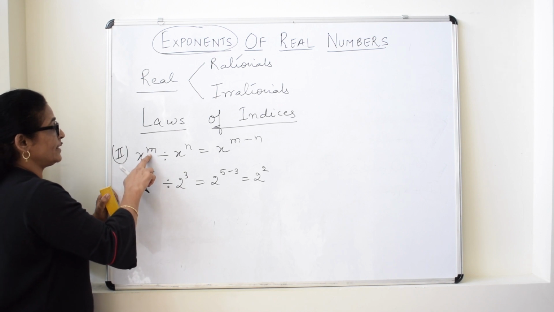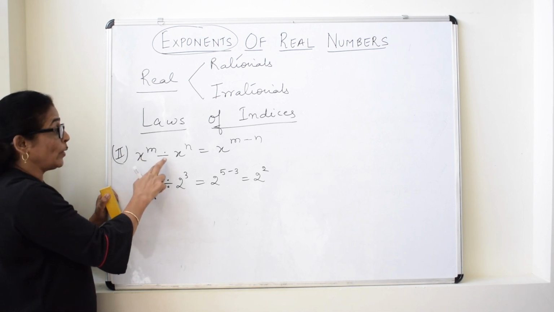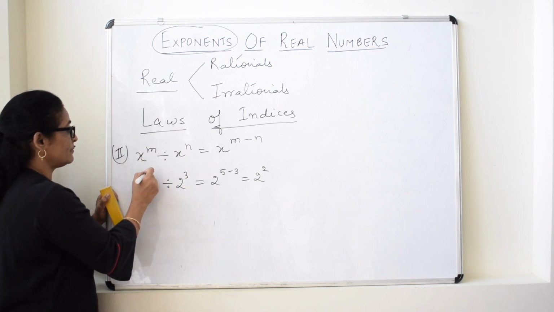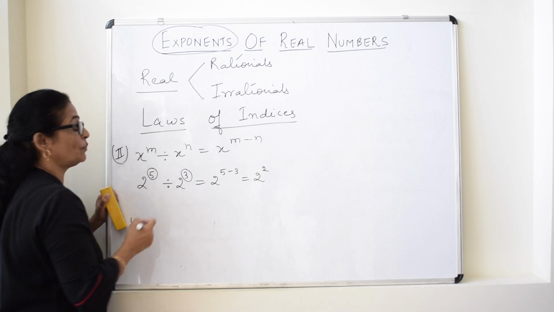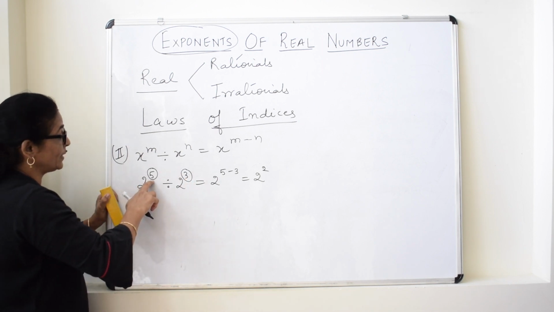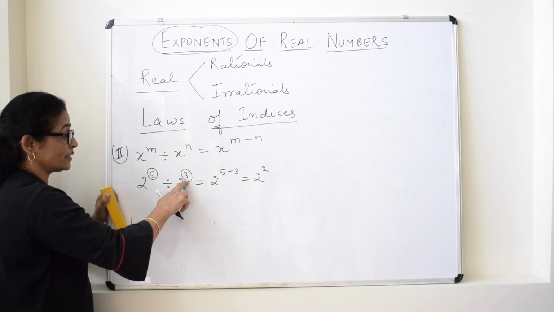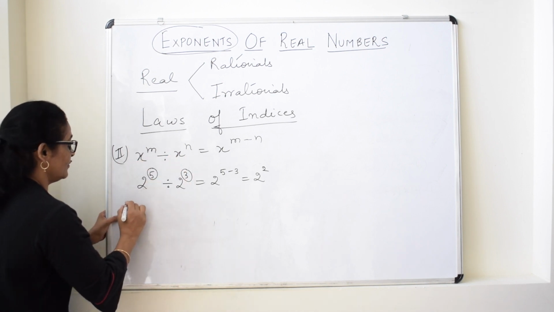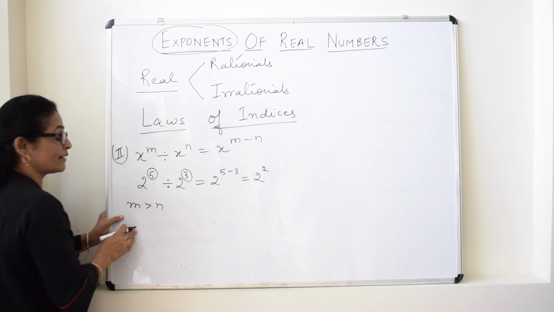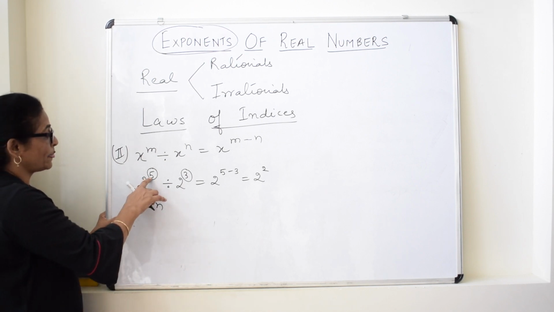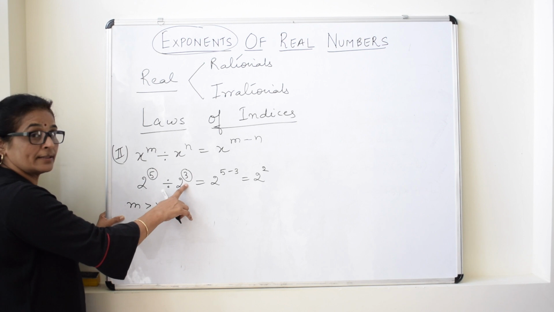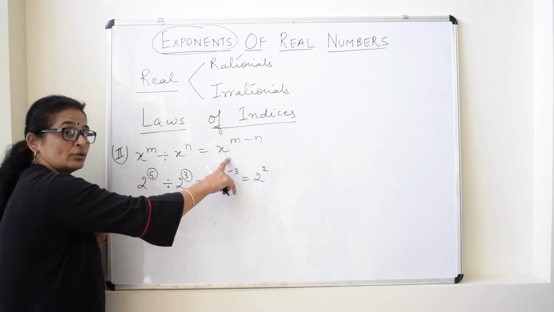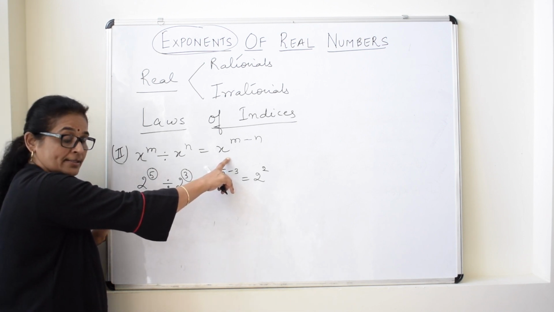But when we are saying x to the power of m divided by x to the power of n, the question comes, for these two powers, the numerator's and denominator's power, there are three possibilities. For this, when m is greater than n, meaning the numerator's power is more than the denominator's power, then the law is this, the result is this.